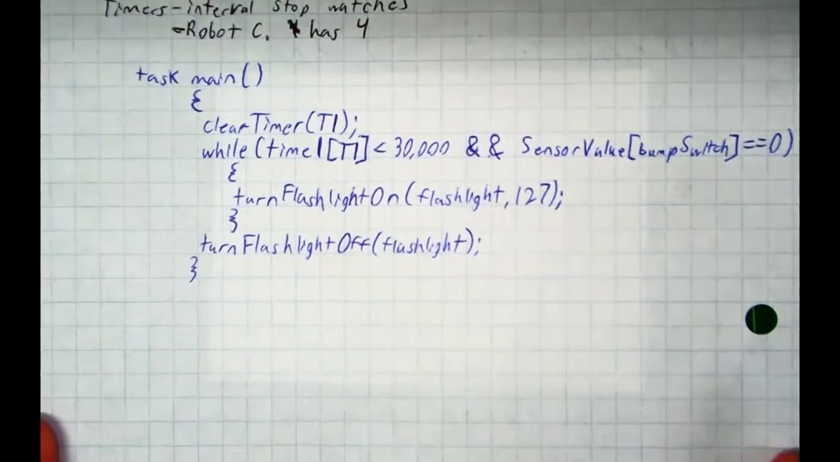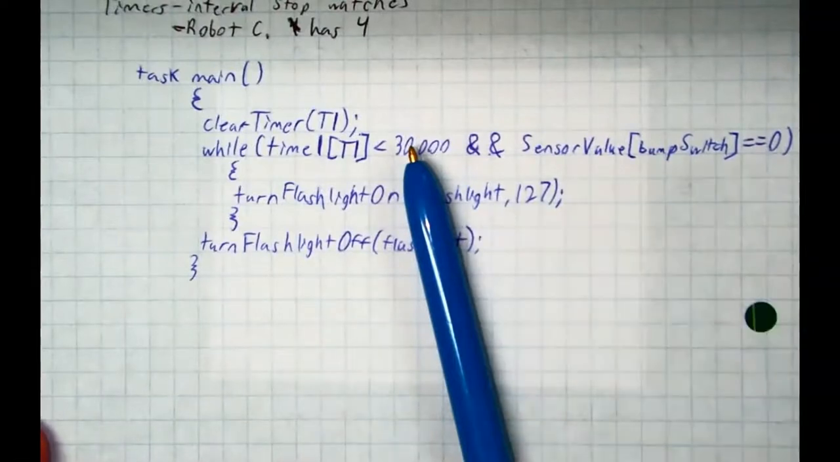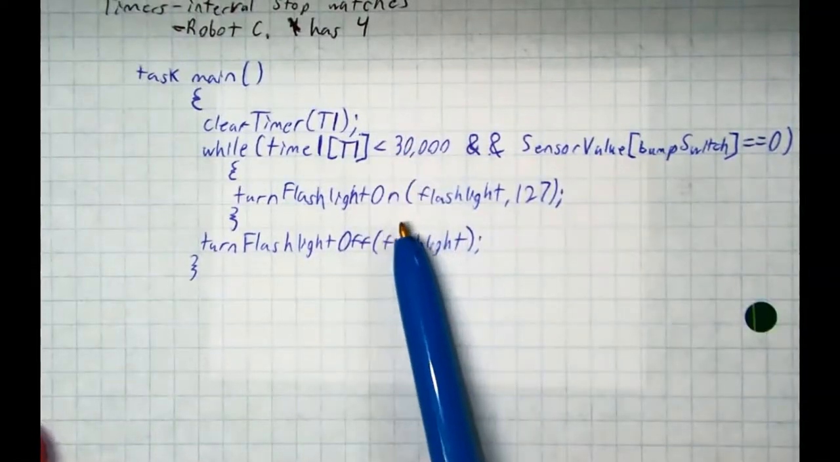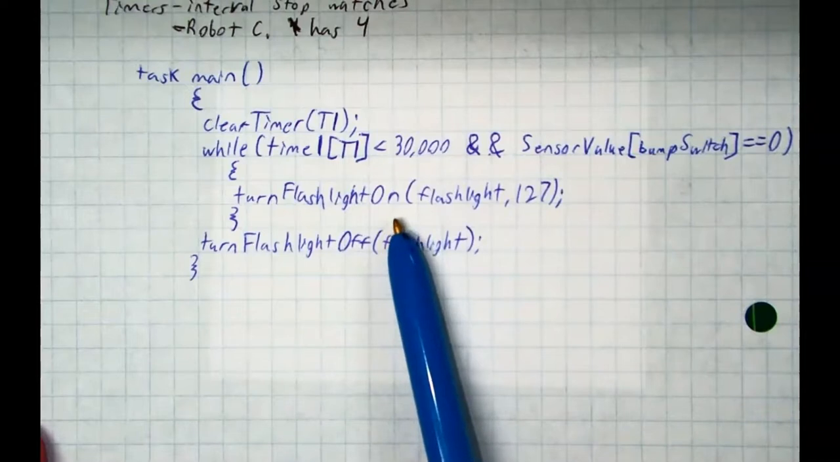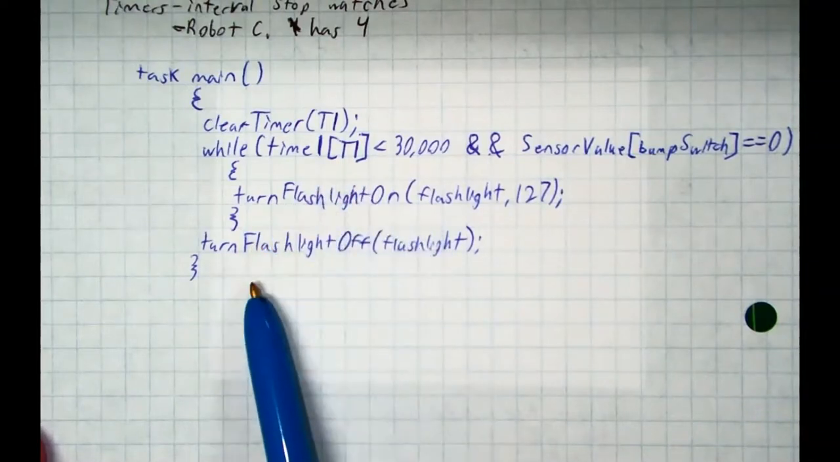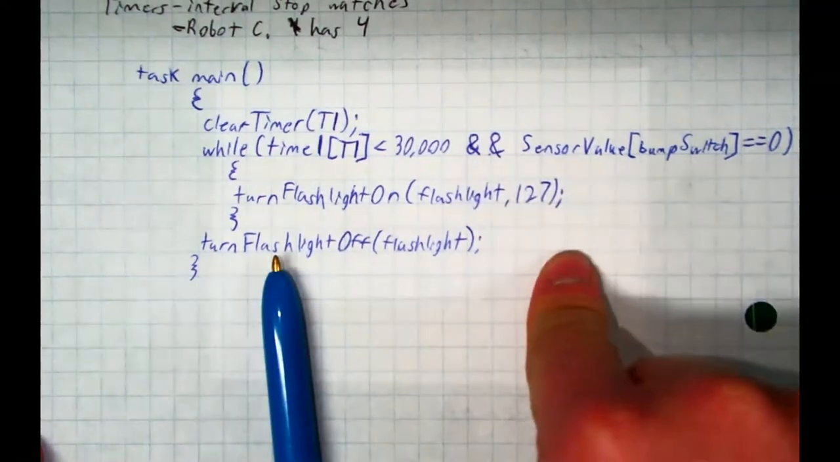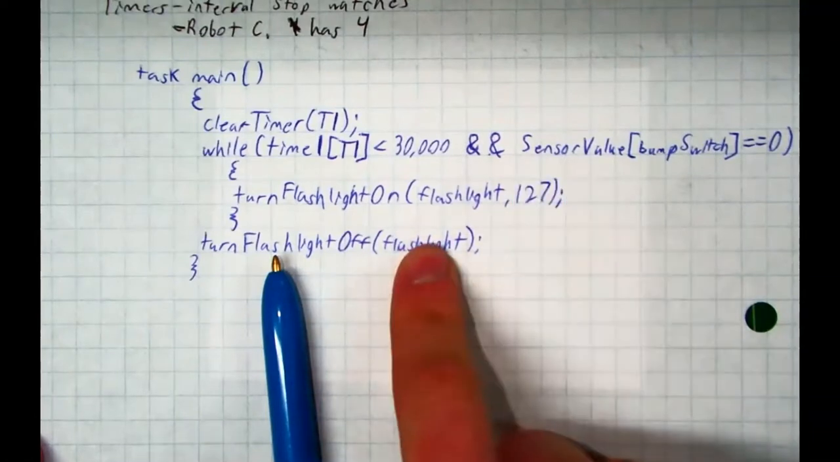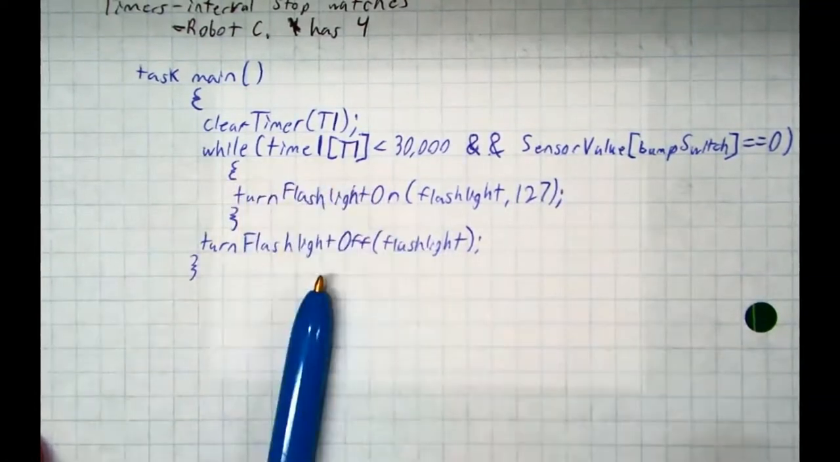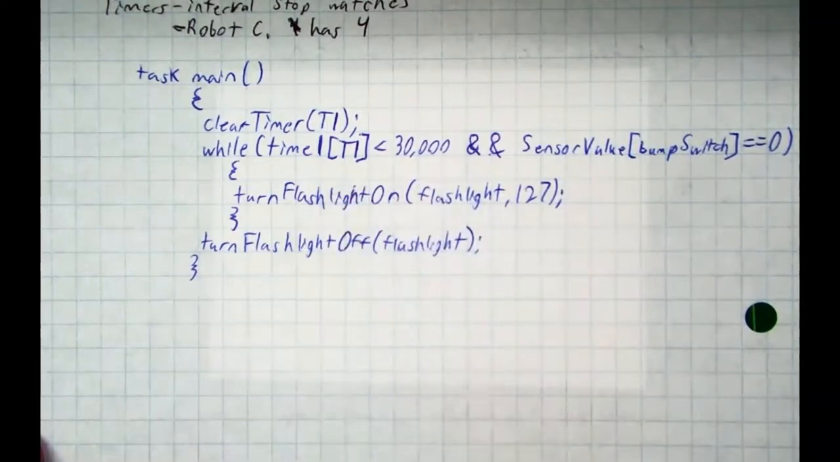But let's diagnose what this actually says. As long as I don't push the bump switch after I start the code, for 30 seconds, the flashlight will be on. After 30 seconds go by, we leave this, we turn the flashlight off, the code ends. Or if at any point I push the bump switch, it immediately leaves this and turns the flashlight off and ends the code. Either statement becomes false, we leave our while statement and go to turn flashlight off.